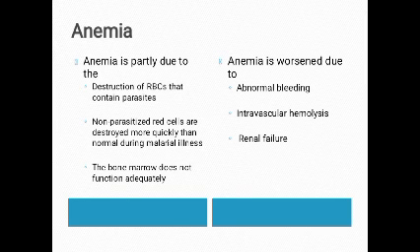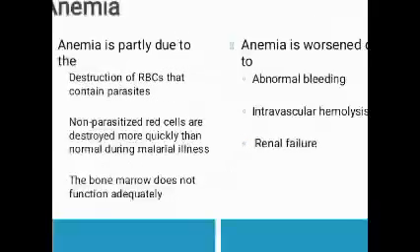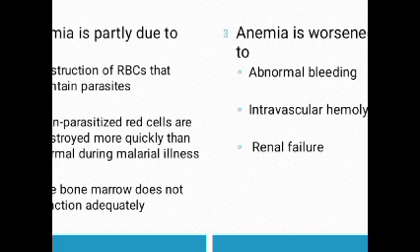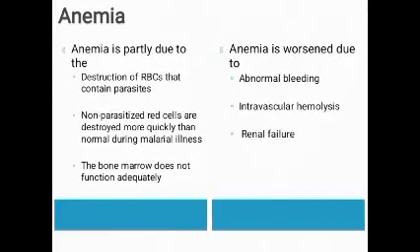Anemia. Anemia is partly due to the destruction of red blood cells that contain parasites. Anemia is worsened by abnormal bleeding, intravascular hemolysis, and renal failure. Non-parasitized red cells are destroyed more quickly than normal during malarial illness. The bone marrow does not function adequately.